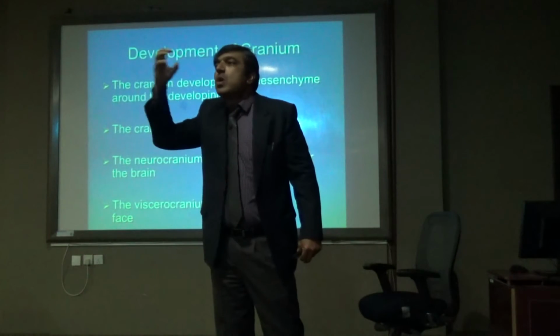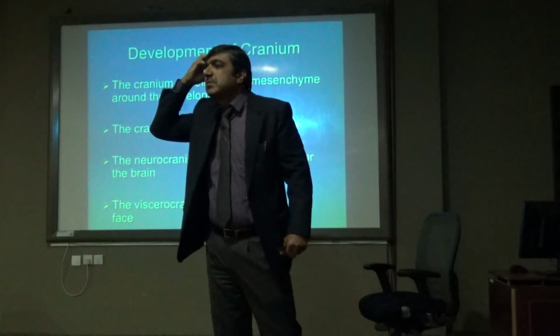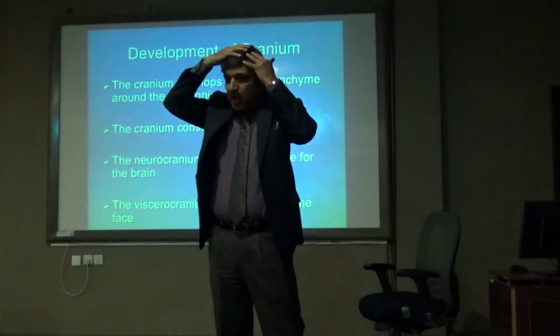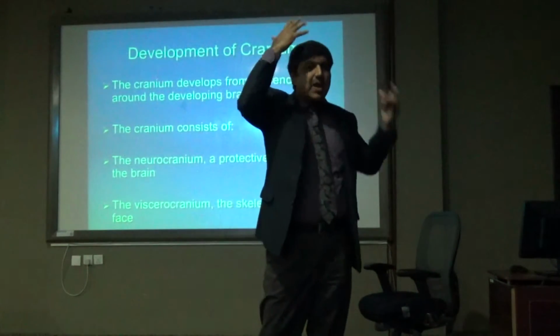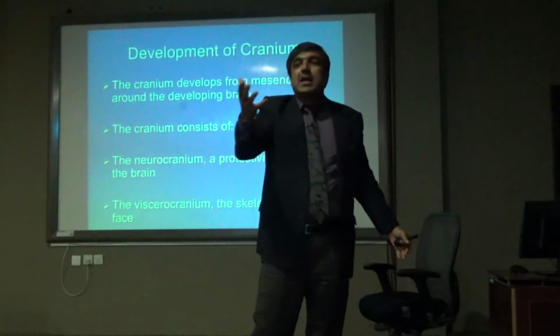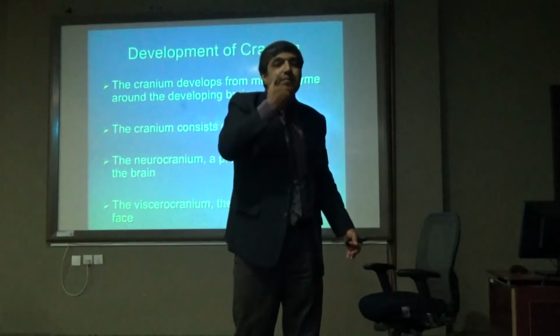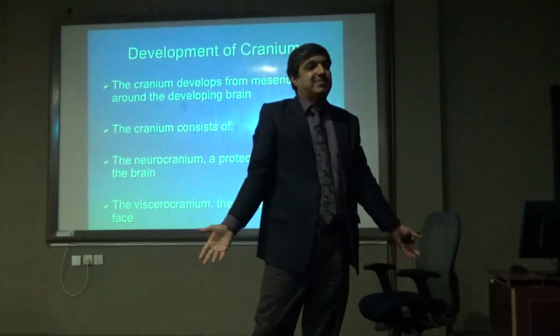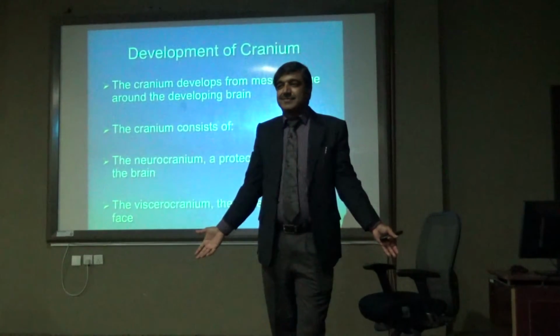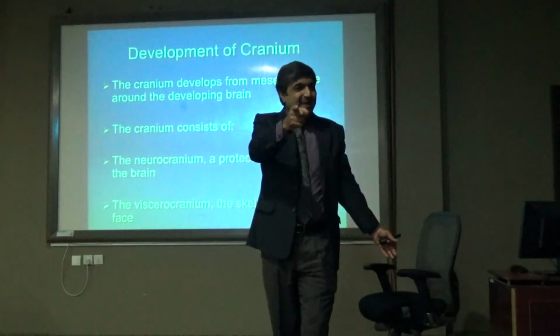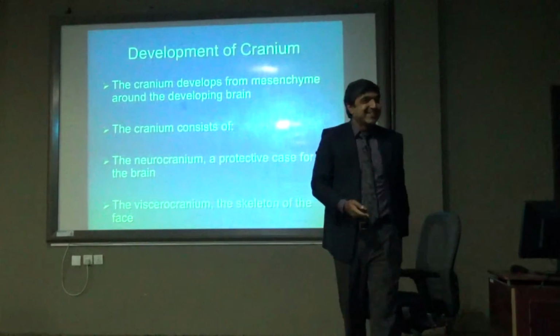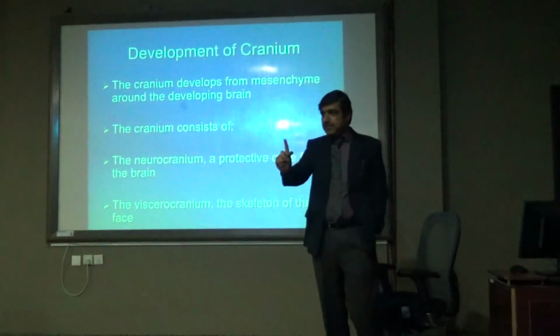Neurocranium, nervous system, covers the brain. The cranium which covers the brain is the neurocranium. The cranium which forms the bones of the face is the viscerocranium. Now you need to revise the lecture on camera later on. But it is clear, huh? Very good.